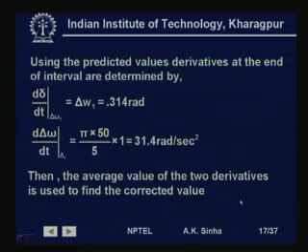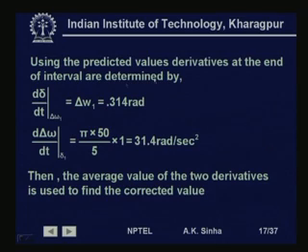Okay. So, now using these predicted values, we can find out the derivatives at the end of the interval. So, d delta by dt at delta 1 is equal to delta omega 1, which is equal to 0.314 radians per second, and d delta omega by dt at delta omega 1 is equal to pi f by H into Pa. So, this is equal to 31.4 radians per second square.